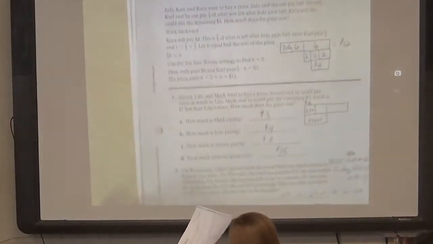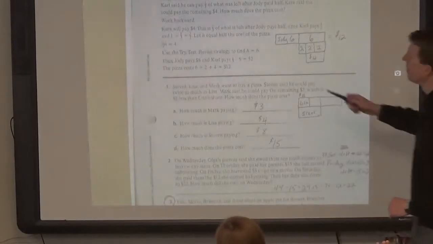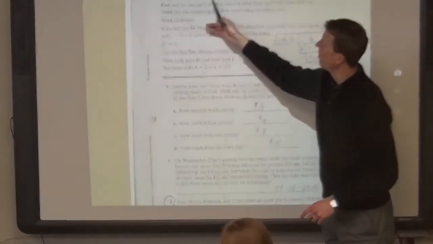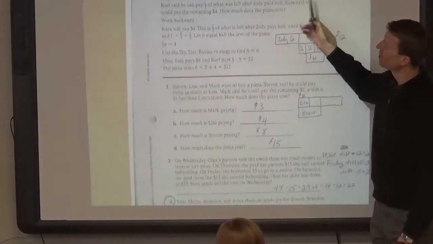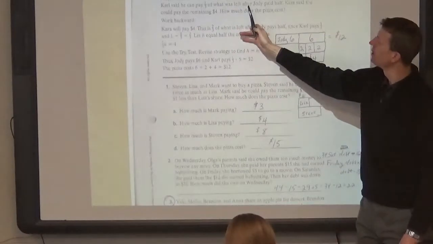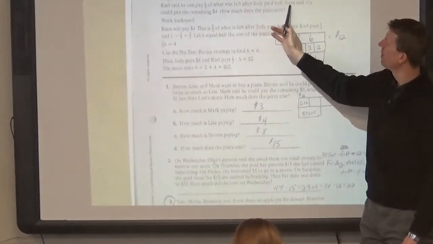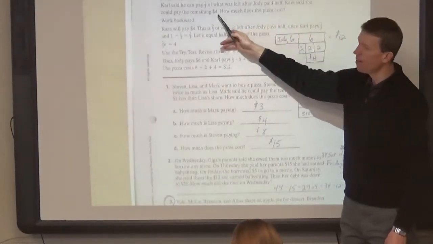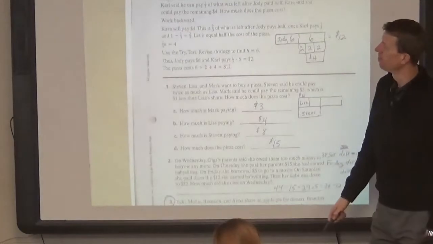So we did this on Monday together. Look at this example. Jody, Carl, and Kara want to buy a pizza. Jody said she could pay half the cost. Carl said he could pay 1/3 of what was left. And after Jody paid half, Kara said she could pay the remaining $4. How much does the pizza cost?